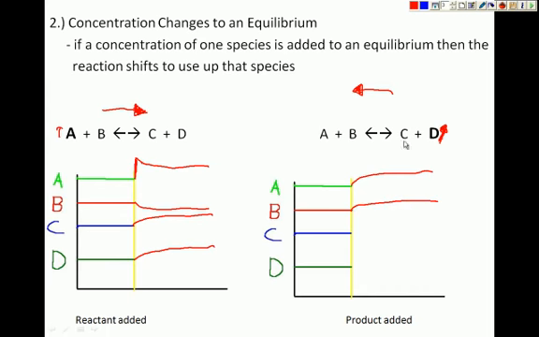Now C is being used up, and therefore C is going to decrease. And D, well, we added a whole bunch of D, and so it went up, and then it shifts to the left, and so it decreases. And what we see here is, again, the reaction fights the concentration change.